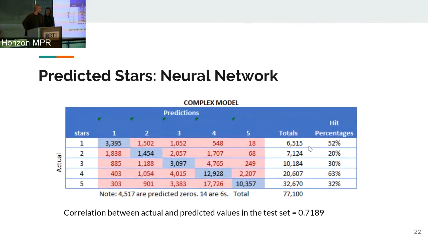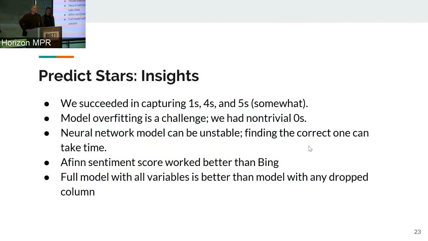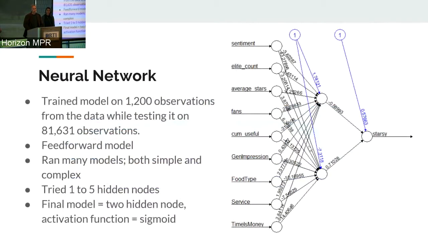A note on model overfitting. Our model also predicted some 0 stars and some 6 stars, but in general we did very well on the very negative reviews, and we did okay on the pretty positive reviews. As I noted, model overfitting is a challenge. The other challenge was that the network model can be unstable, so finding the correct one can take time. There was definitely noise with that. And the sentiment score, you can see back here, was a very strong predictor. You can see that one all the way at the top there.